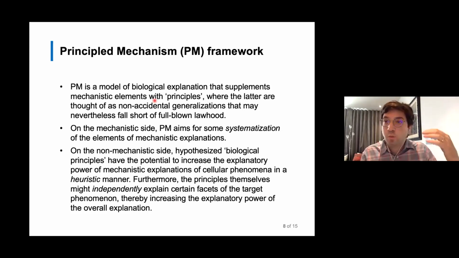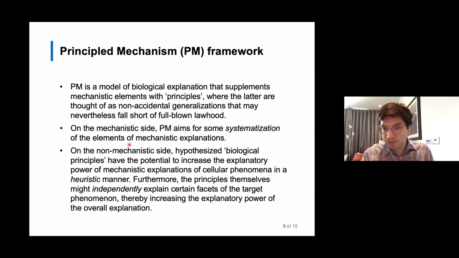And eventually one or more principles could be formalized into a law, but a principle might turn out to be an accidental regularity, and then it would be thrown out. So it's a stepping stone to have a law. PM, the principled mechanism framework, on the mechanistic side, aims to systematize the mechanistic elements of the explanation.